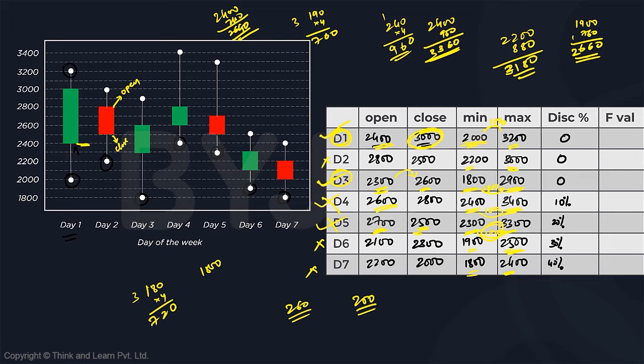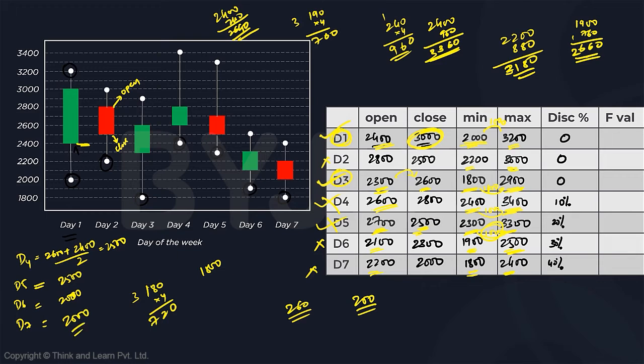Now remember, what is the price? So the price for day 4, let me write down the prices. Day 4, day 5, day 6 and day 7. It is the average of, I believe, open and minimum. So open is 2600 plus minimum 2400, divided by 2. So this average price will be 2500. Similarly, day 5 open is 2700 and minimum is 2300. So this will again be 2500. Day 6 open is 2100 and minimum is 1900. So this is 2000. And day 7, 2200 and 1800. So this is also 2000.